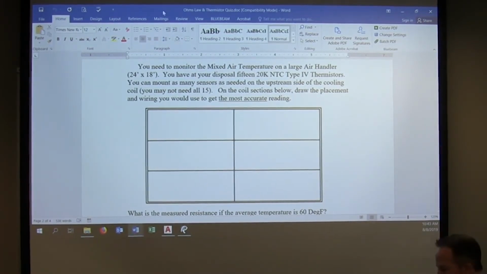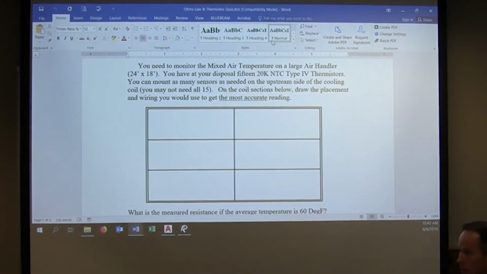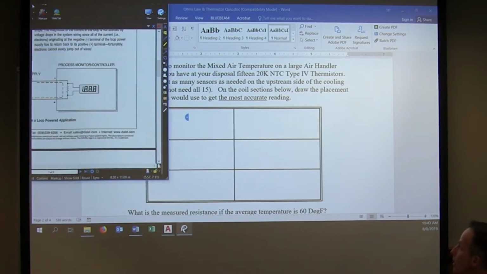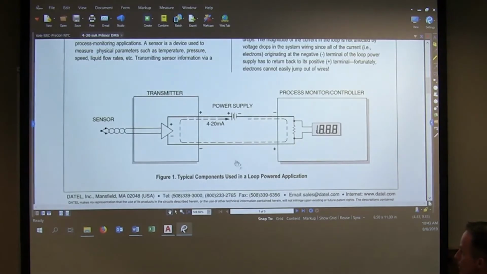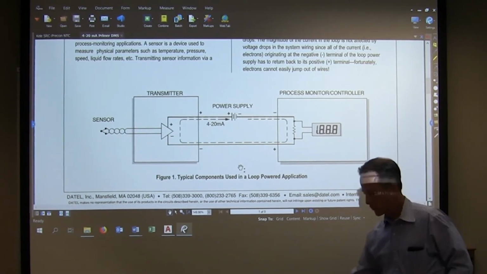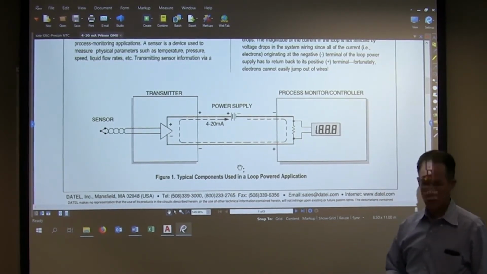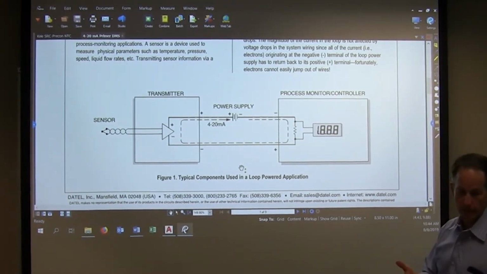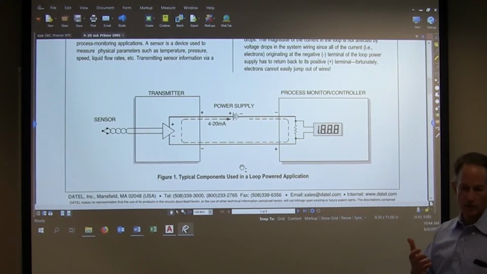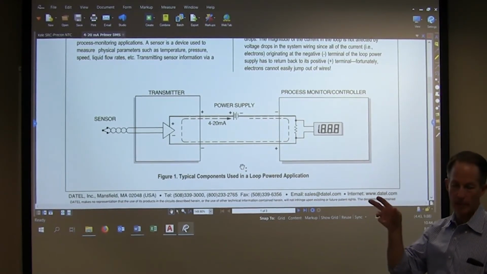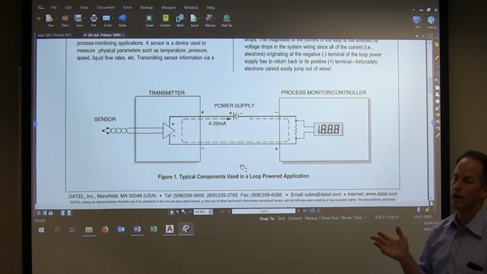One thing I want to talk about that we haven't yet, and we're getting closer to time here, is our 4 to 20 milliamp signal. We talked about the reason we use thermistors is that they're inexpensive, and there's a fairly simple installation. I just throw it out at the end of a pair of wires and I'm good.